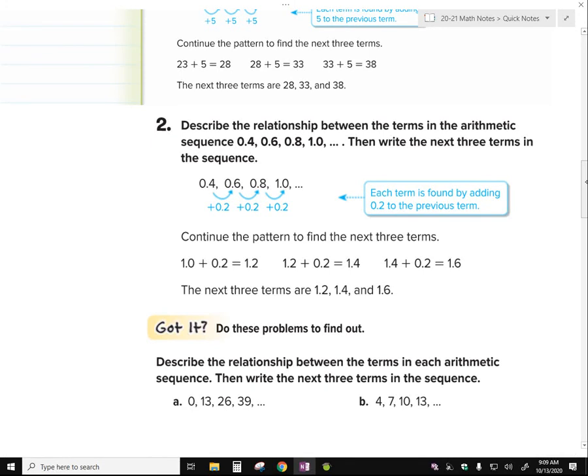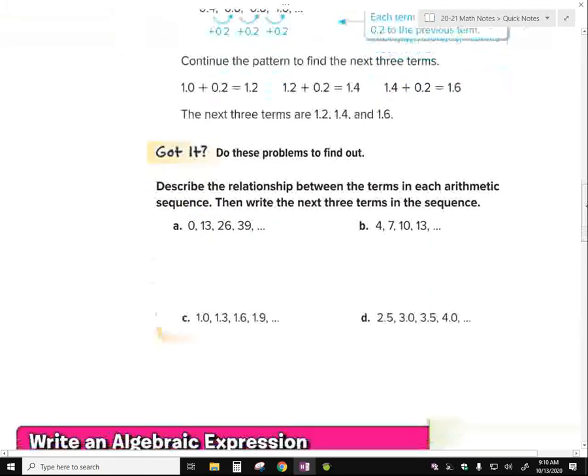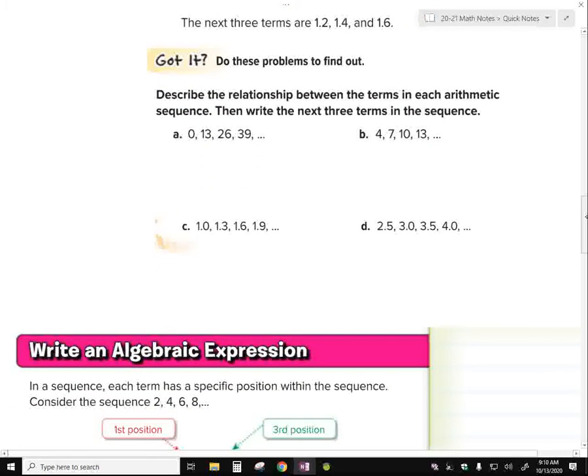Describe the relationship between the terms of the arithmetic sequence 0.4, 0.6, 0.8, and 1.0. Then write the next 3 terms in the sequence. So we are increasing, or add 0.2 to the previous term, and the next 3 would be 1.2, 1.4, 1.6. That kind of did come off as sounding like singing.